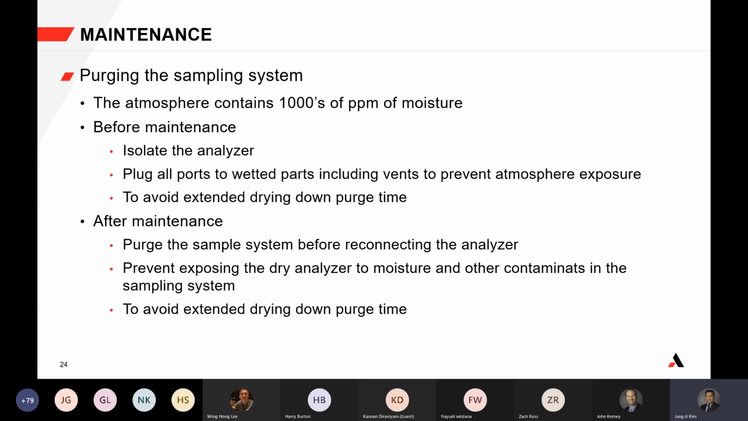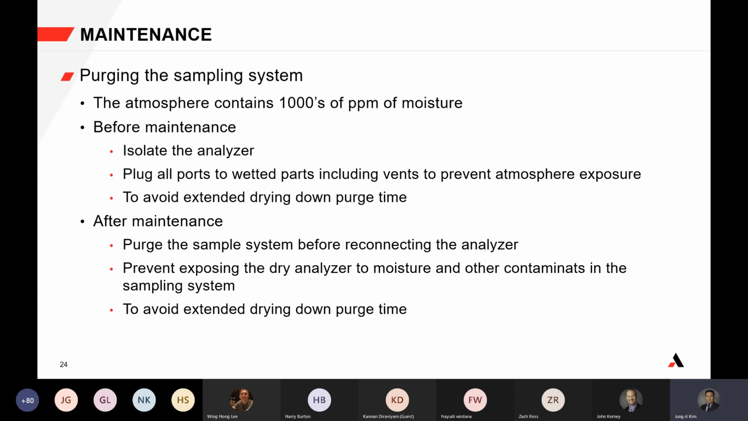For maintenance, bear in mind that the atmosphere contains thousands of ppm of moisture, and it also depends on the weather and the location, which part of the world you are. Some areas, of course, have more moisture in the air than other areas. Some have really less.